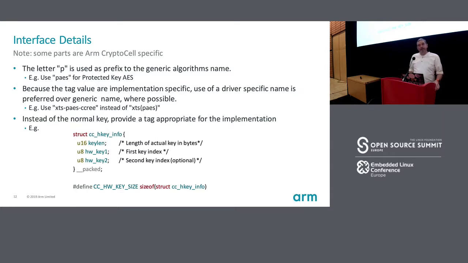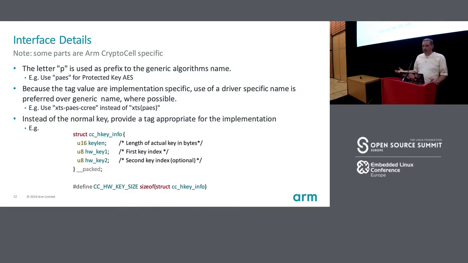And because, as I mentioned before, the tag value is really implementation specific, most normal operation, at least at this time, will use the driver-specific name to refer to the transformation. So instead of asking for PAES in XTS mode, we will ask specifically for XTS-PAES-CCRE. CCRE is the moniker for CryptoCell. Because I want to use the hardware protected keys, this requires that I provide a tag which is in a specific format. And this is something to keep in mind. It's a little ugly, but it is what it is for now.